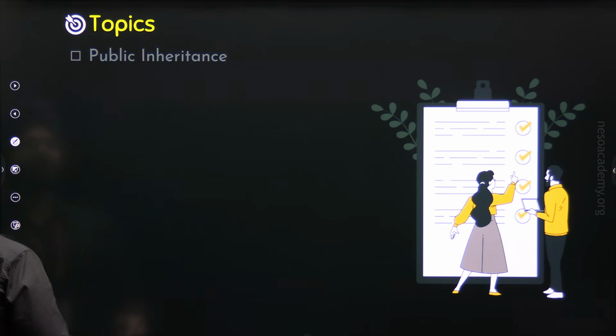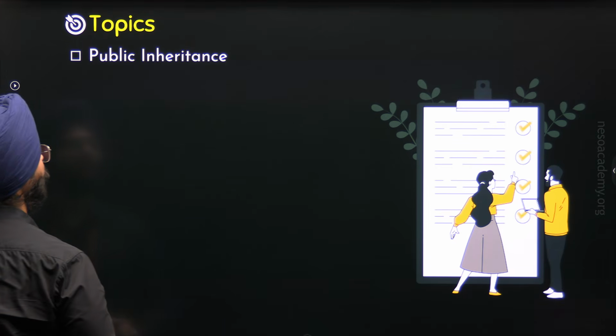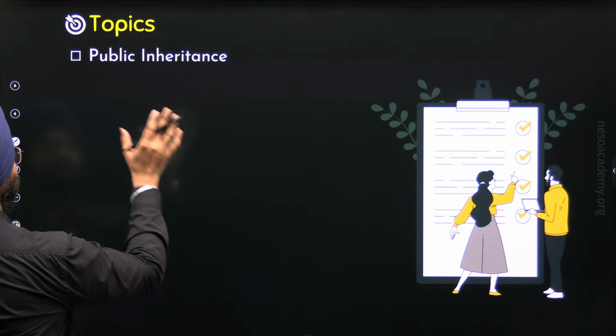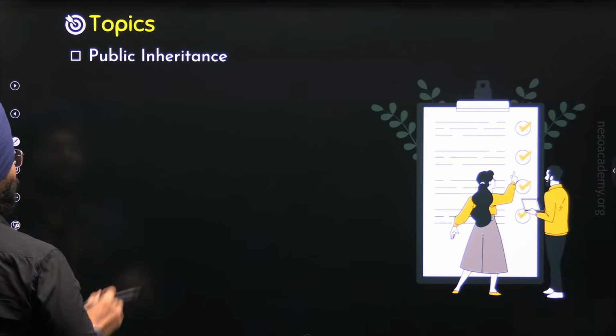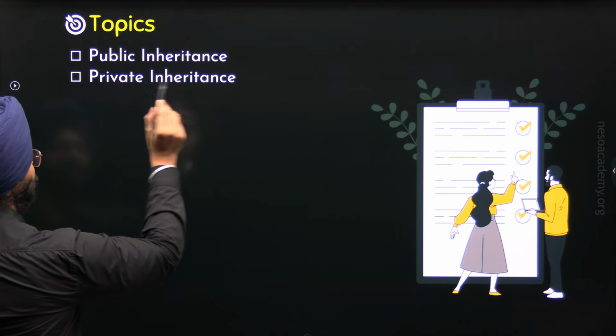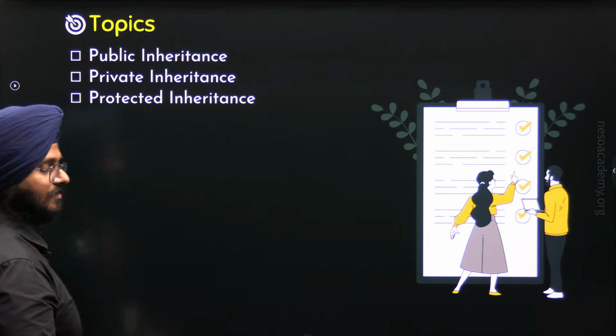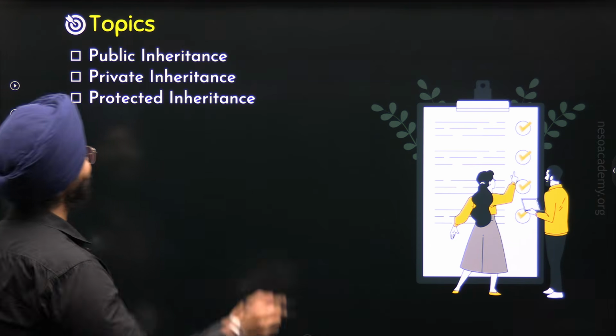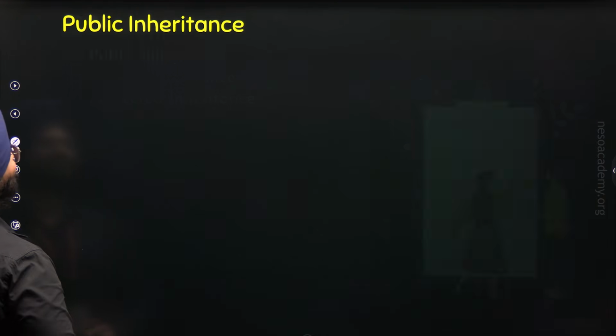The first topic is public inheritance. First, we will understand what is public inheritance and what is its significance. Then we will understand private inheritance and protected inheritance. So these are the topics of this lecture. Let's start with the first one, public inheritance.